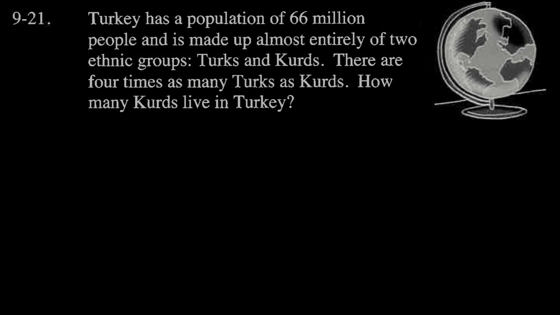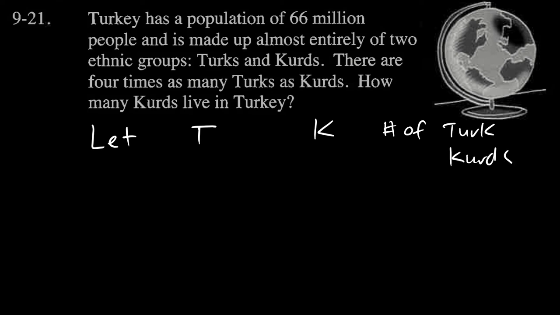Okay, so when I read this, I'm going to go ahead and write a let statement that should be obvious. I'm going to say T is the number of Turks and K is the number of Kurds, respectively. So I know that if I add these two, the number of Turks plus the number of Kurds is 66. And this is expressed in millions. I'm not going to throw all those zeros on there, I'm just going to say my answer is expressed in millions.